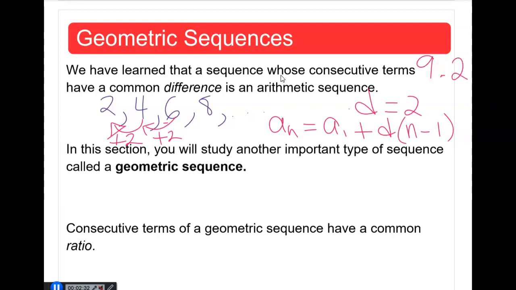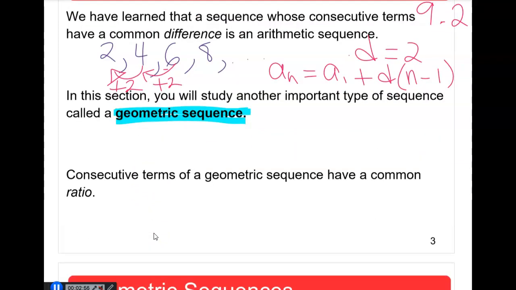For this section 9.3, you will study another important type of sequence, and this is called a geometric sequence. And I want to also point out that both of them are important in calculus, and you will learn more properties of them when you take Cal 2. Also, if you get to take differential equations, they will also be there.